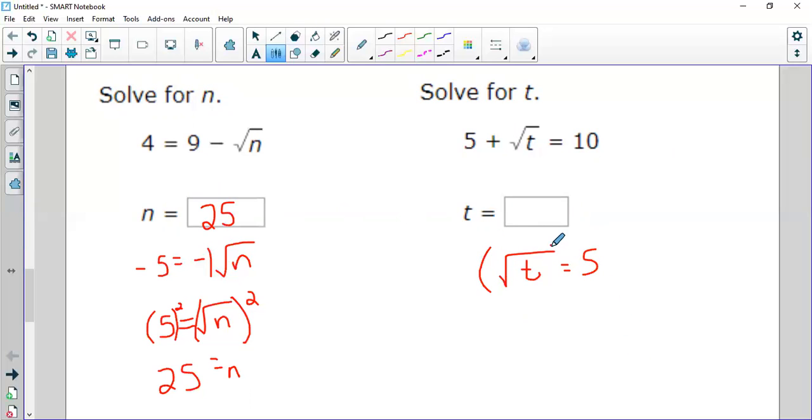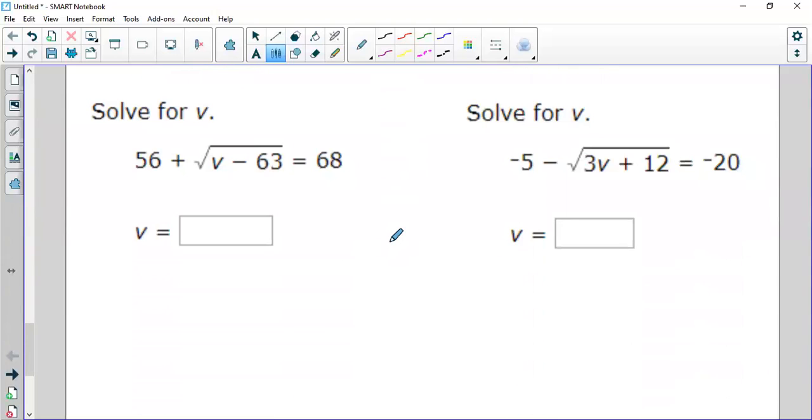And now it looks just like the last problem, except different variable, that's all. Square that side. Square root of t squared is just t. And 5 squared is 25. And there's nothing to solve. Once I square both sides, I got my answer, because my radicand was just a variable. Anytime the radicand is just a variable, once you square both sides, you have your final answer. You might have to do a bit of work to get the radical isolated, but then after you square it, you're done.